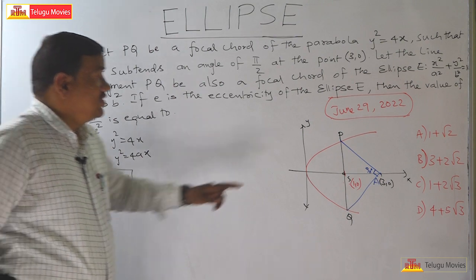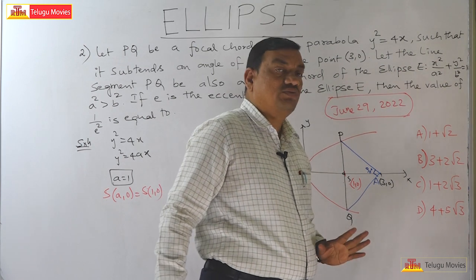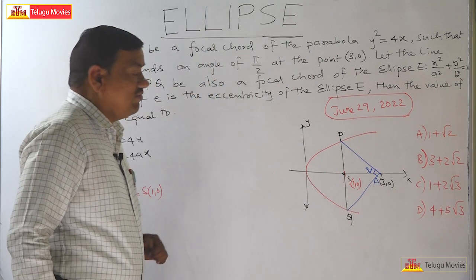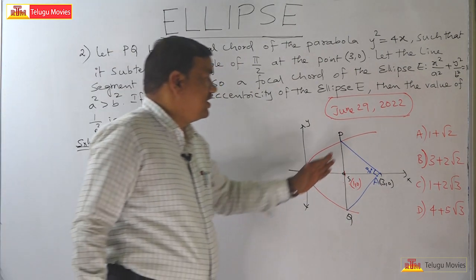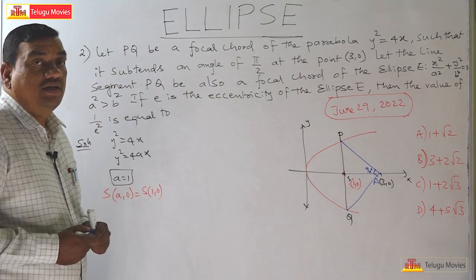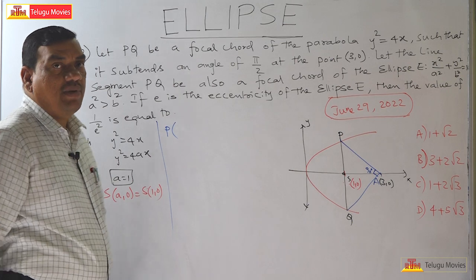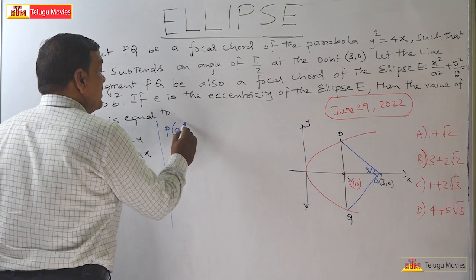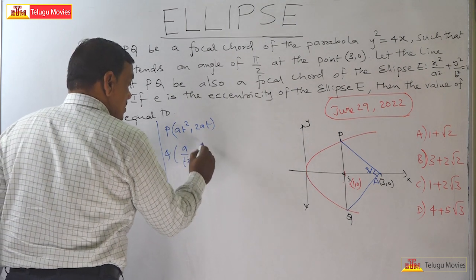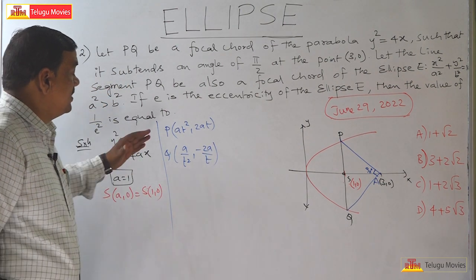Now, we know that this PQ is also the focal chord of the ellipse x square by a square plus y square by b square is equal to 1. Okay, I am not drawing the ellipse here so that the diagram will not get confused. First of all, if we find the endpoints of P and Q, the problem will be almost over. We know that in a parabola, the endpoints of the focal chords will be, taking a parametric point, if P is at square comma 2at, then Q will be a by t square comma minus 2a by t. So these are the endpoints of the focal chord.